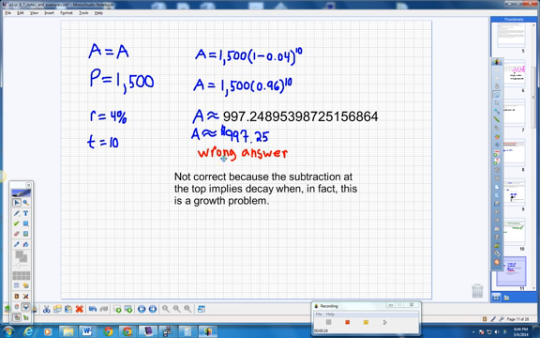Then I got to a point where I felt like we were running out of time and just said we'd get to it tomorrow. And we will. We'll come back to it tomorrow. Right up here, this is where we went wrong in subtracting. Subtraction implies decay, and this isn't a decay problem. It's actually a growth problem. You have an investment. If we go back to the original investment, that was growing.